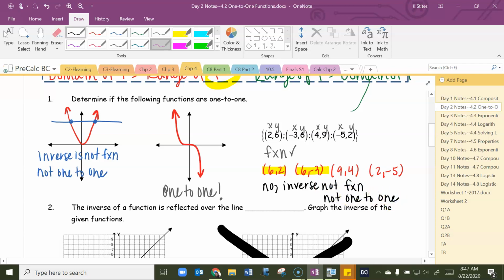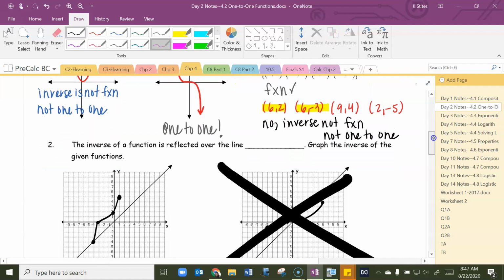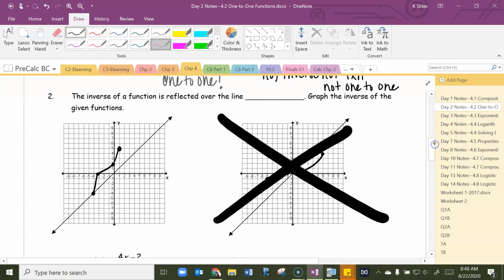Again, being one-to-one means that a function and its inverse are both functions. So the original curve passes both the vertical and the horizontal line test. Just to give you an idea of visually what inverses look like, the inverse of a function is always reflected over the line y equals x. And again, that's because the x's and y's just switch places in the inverse.